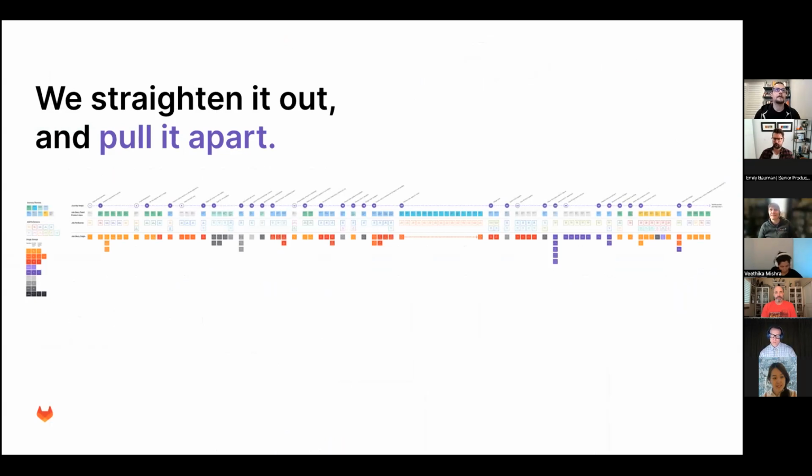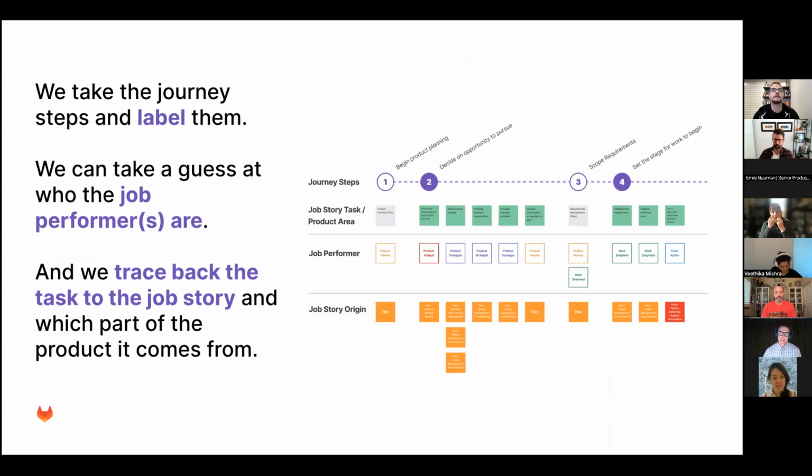And if we zoom in here a little bit, what I've done is taken the journey steps and actually given them a label, like what's actually going on here, kind of in a general term. And what we can also do is take a guess at who the job performer might be, because we're trying to, as part of jobs to be done, move towards a more job performer centric point of view, right? So who might the job performer be at any of these steps? And we can also trace the job story back to where it came from. So which stage or group did this originate from in the YAML file?